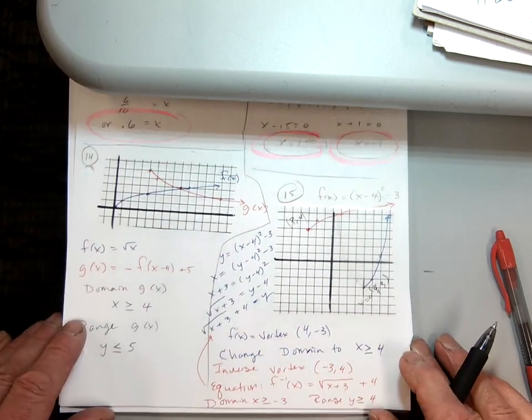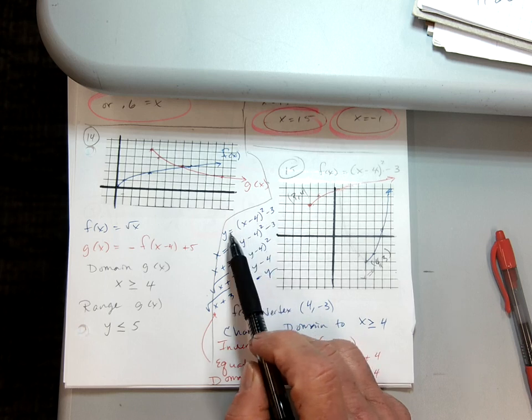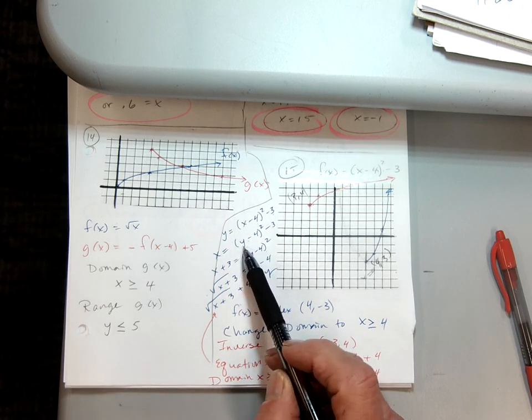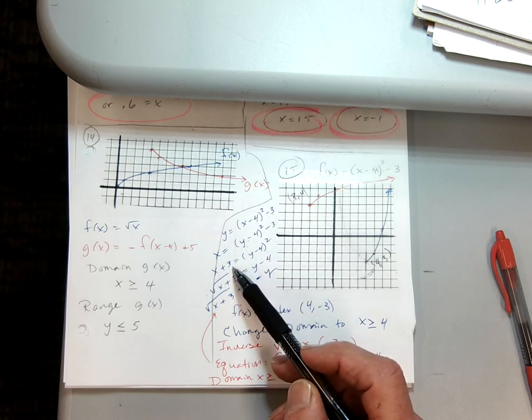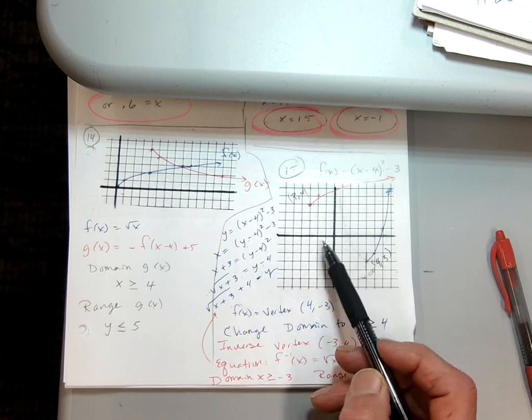Now, what's the inverse equation? Well, I switch x and y. So instead of y equals x minus 4 squared minus 3, switch the variables because I want to do the inverse. And then I solve. Plus 3, square root to solve it, and add 4, and there's the inverse equation.